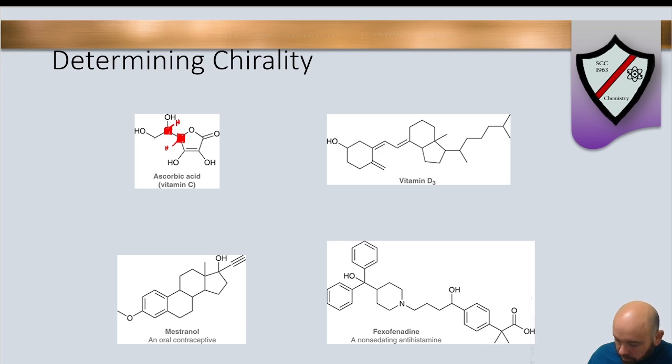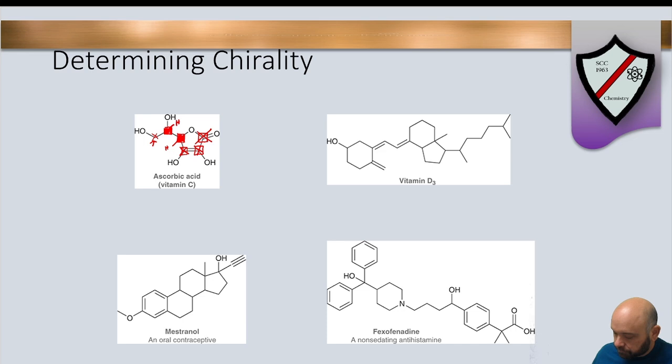This carbon here is a CH2, so it is not chiral. The carbon here is sp2. This carbon here is sp2 hybridized, so it is not chiral. This carbon here is sp2 hybridized. It is not chiral. This carbon here is also sp2 hybridized. It is not chiral. So the 2 filled in carbons are the only 2 chiral carbons in the molecule that we see there.